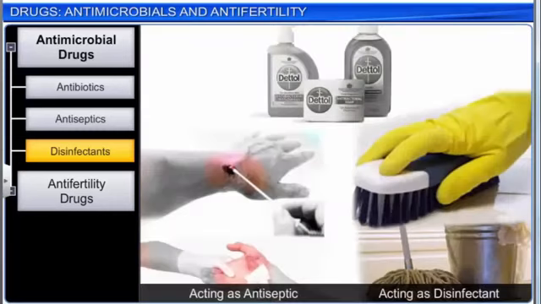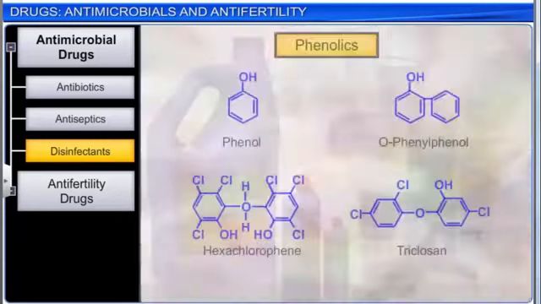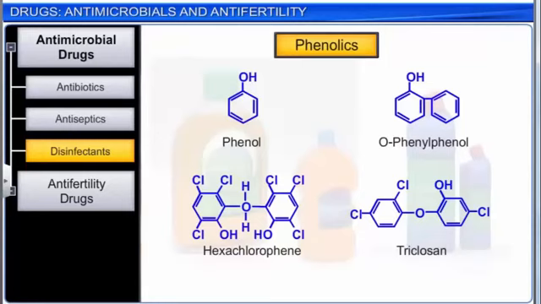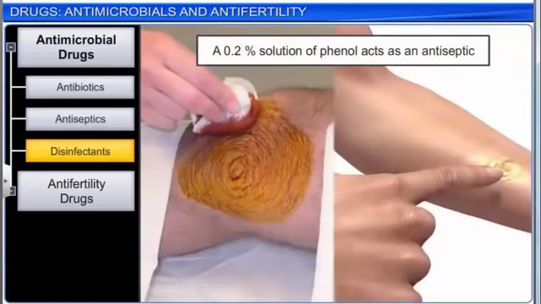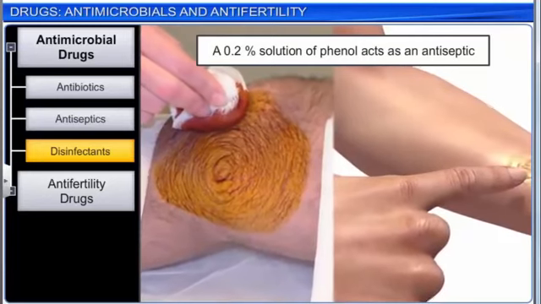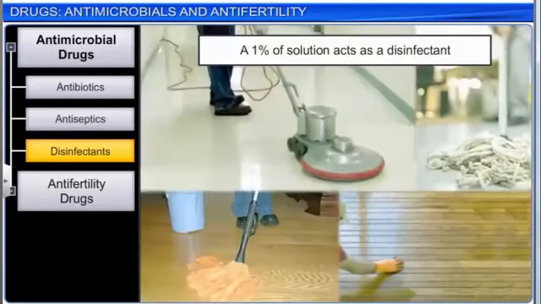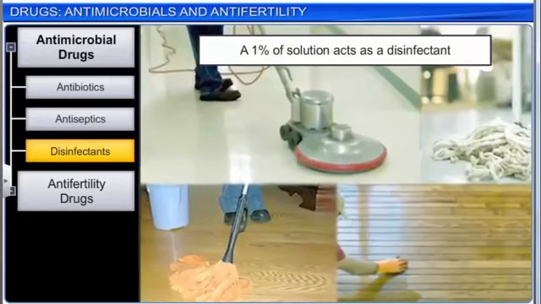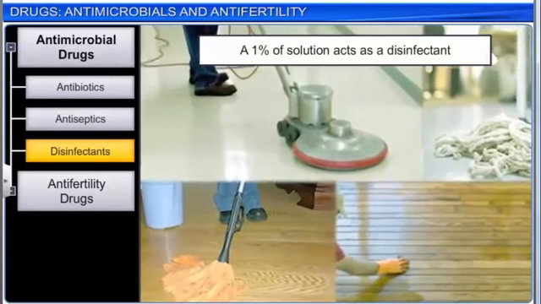A substance can act as an antiseptic as well as a disinfectant just by varying its concentration. For example, phenolics are active ingredients in some household disinfectants. A 0.2% solution of phenol acts as an antiseptic, while a 1% solution acts as a disinfectant and is used to clean floors.